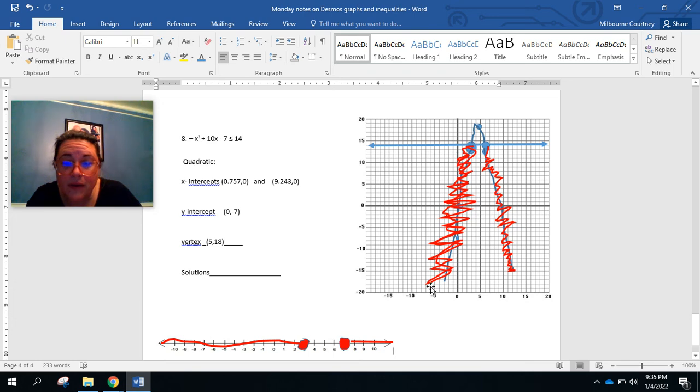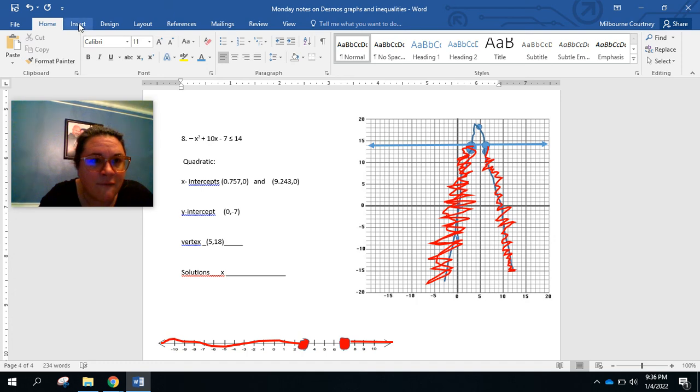These are two separate graphs, two separate pieces, both pieces underneath the line because it's a less than or equal to. Now, this is a closed circle. Equal to is closed. That's why these are closed circles. For solutions, symbolically, there's two separate pieces, so you need two separate pieces. So the first one is X is less than or equal to 3.